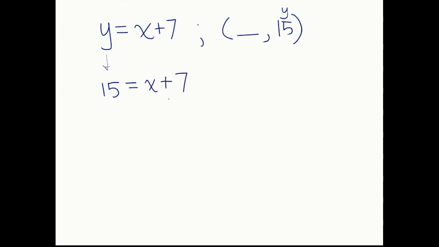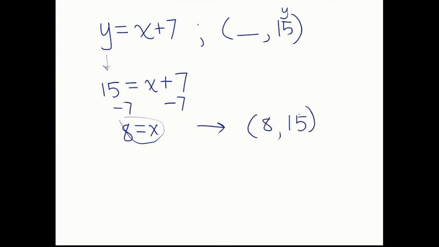Now this is an equation in one variable, and you know how to solve these. So I'm going to want to get x by itself down here, so I'm going to want to subtract 7 from both sides. On the left, 15 minus 7 equals 8. So x equals 8. Whoops. So my final answer here should be 8, 15. Filled in the blank. And again, you should always check your work just to make sure that this is indeed true.